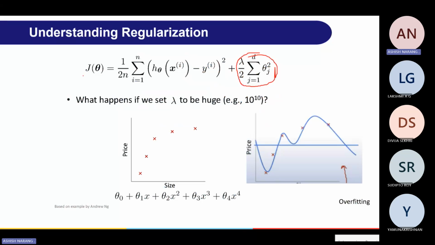I am going to minimize this. When I minimize this, I'll have some theta, and the theta values can be high. I want those theta values to be in a certain range, right? So then I have to use this. What happens if we set lambda to be huge? For example, 10 raised to power 10.